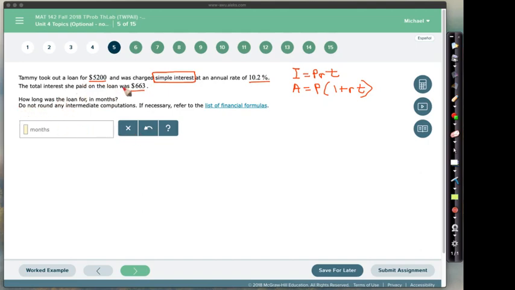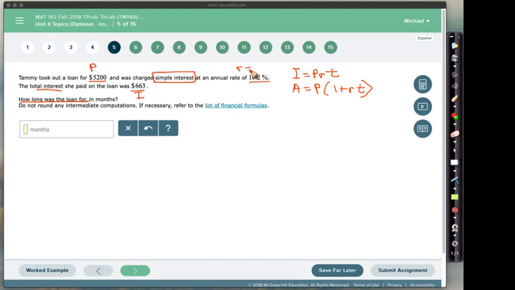Okay, so again, look for the question. How long was the loan for? So we're given all the details. What we're looking for is the T part. So what do we've got? We've got total interest, so this number here is the interest. We've got the amount of the loan, that's our principal. And we've got an interest rate, that's the R.